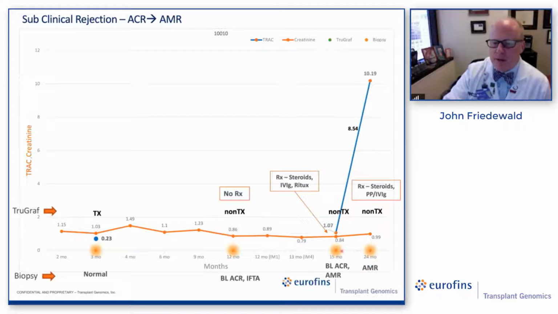Now, some time goes by. At the 2-year mark, they have another surveillance biopsy with, again, stable serum creatinine. The TruGraf is still non-TX abnormal. The biopsy still shows AMR. Cell-free DNA is high, and they're treated again with another round of steroids, plasmapheresis, and IVIG. So again, showing a lot can be going on with stable serum creatinine that you'd be missing if you weren't looking deeper, either with biopsies or with biomarkers.